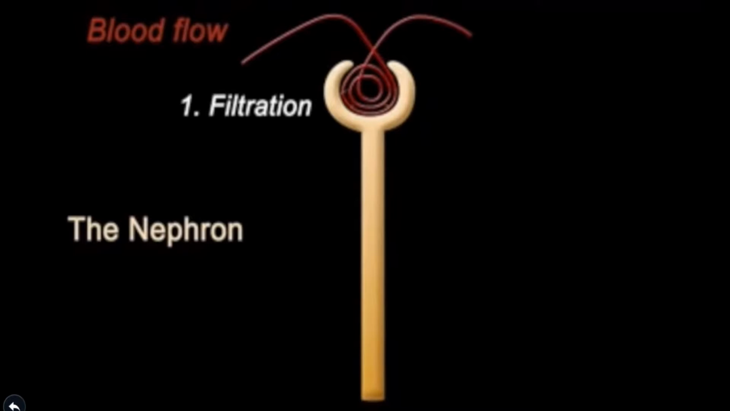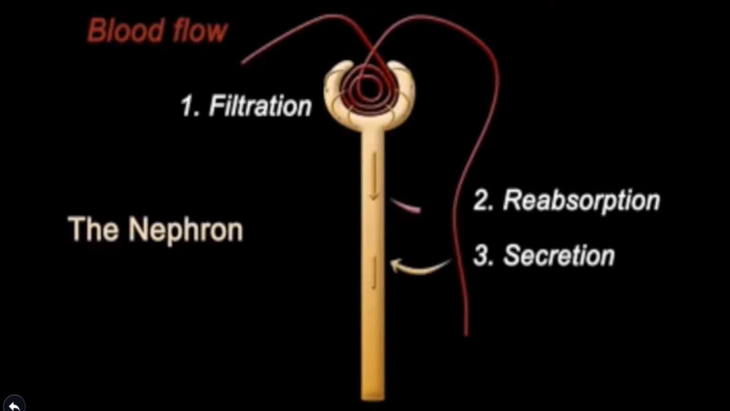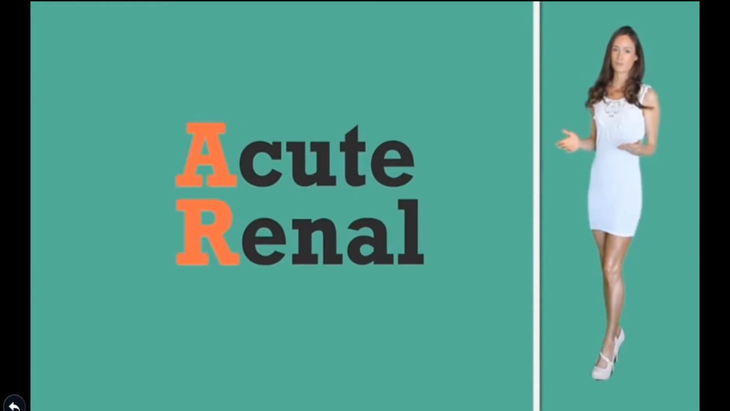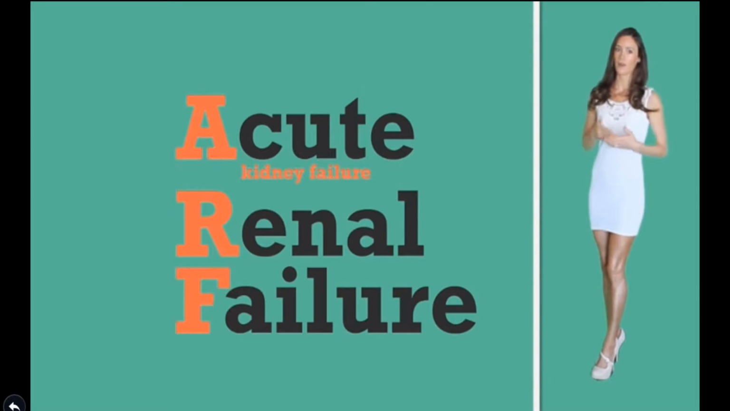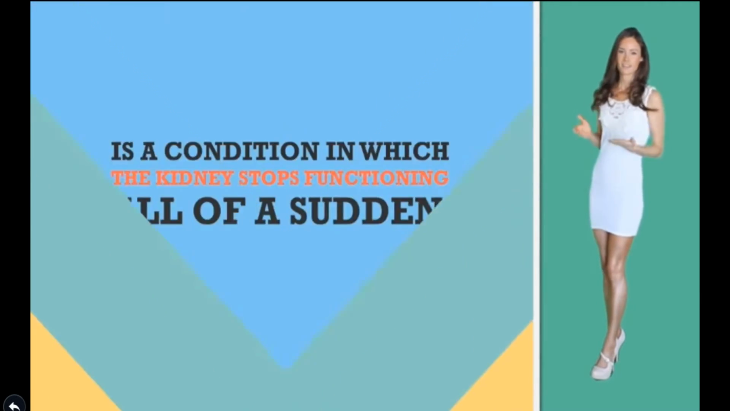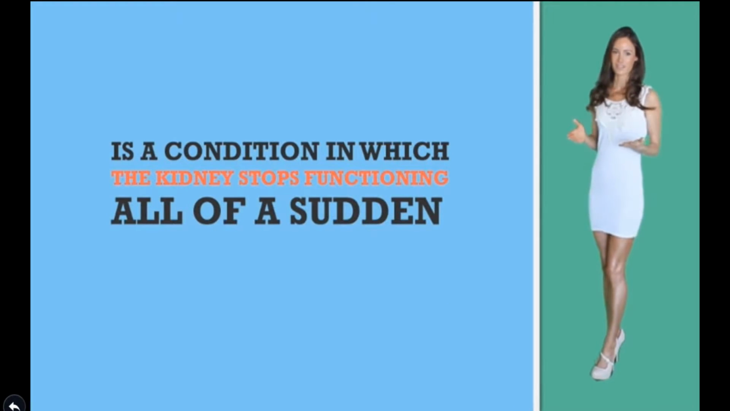They also maintain the concentration of electrolytes such as potassium, sodium, and phosphate. The kidneys also produce hormones that strengthen the bones, maintain blood pressure, and make red blood cells. Acute renal failure, which you will see abbreviated as ARF, and is also known as acute kidney failure and acute kidney injury, is a condition in which the kidney stops functioning all of a sudden. It can take a few hours or a few days to develop.